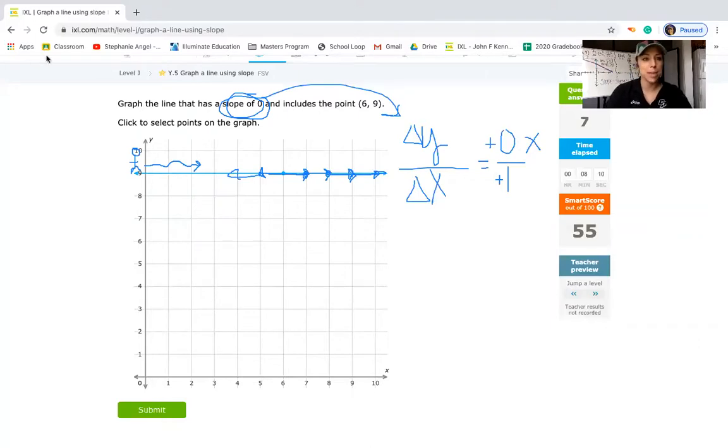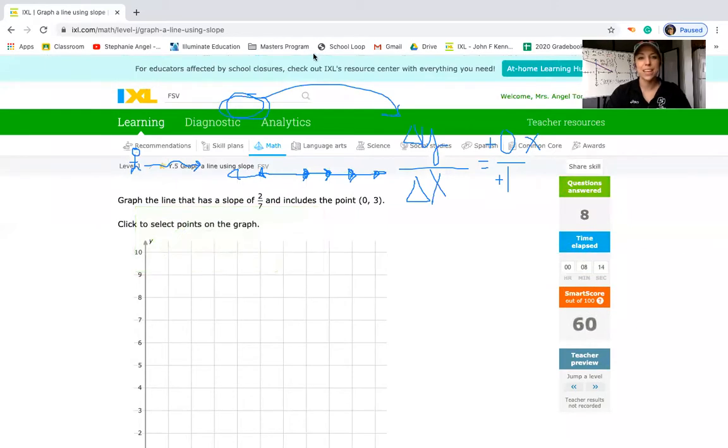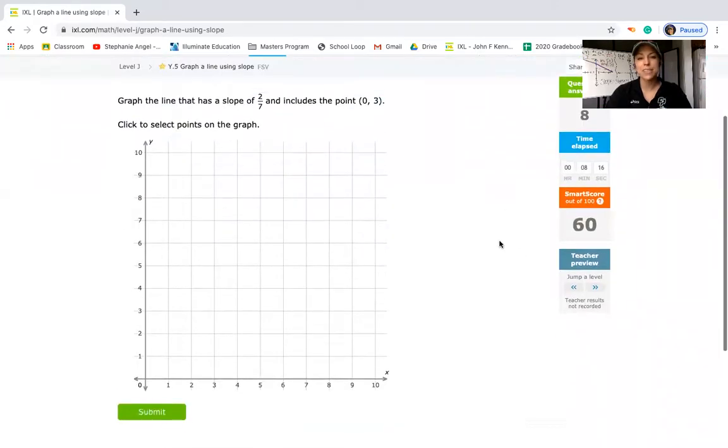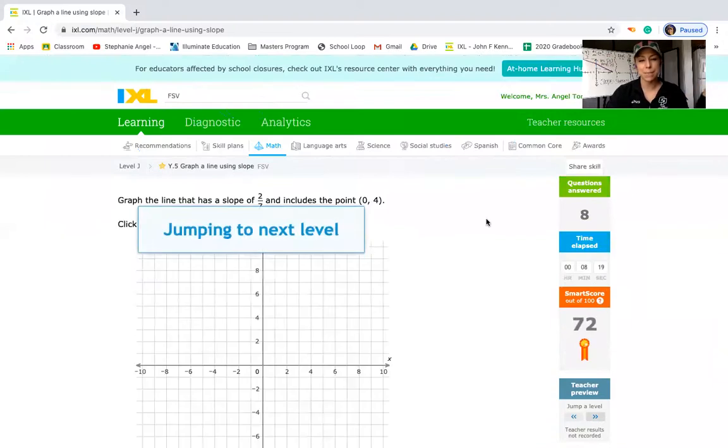Let's go ahead and click submit before I embarrass myself anymore. Click submit, and there you go. All right, let me clear all these drawings. I'm gonna jump a level here because we've been working kind of with the same idea.